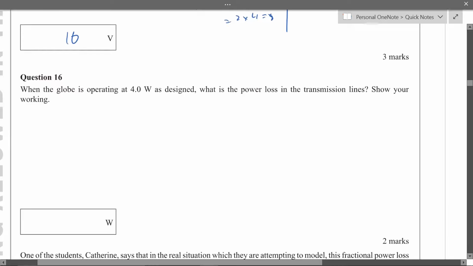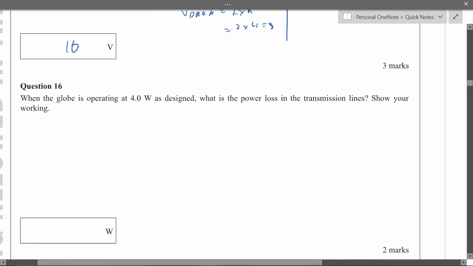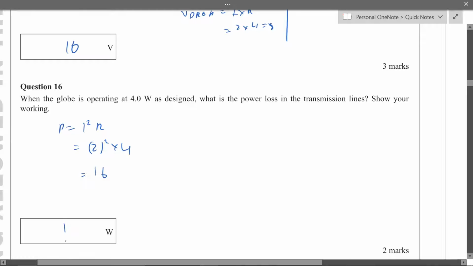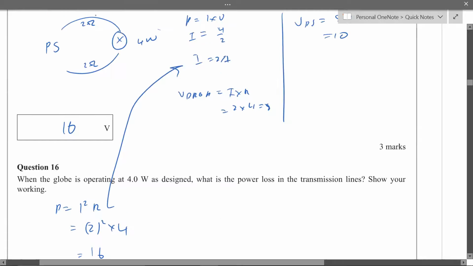Next question. The globe is operating at 4 volts, and what's the power loss? So P equals I squared R. I, we know is 4. Oh sorry, I actually did I times V, and I is 2, so 2 squared times 4. There we go, so 16. I we got from here, and R is the addition of these two.